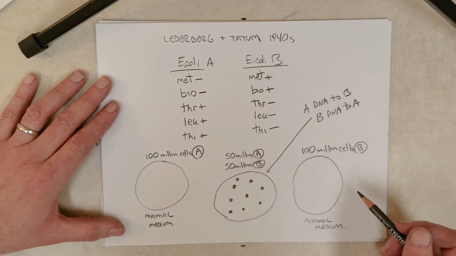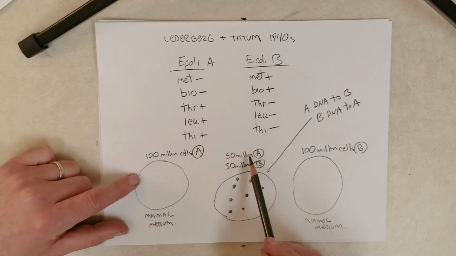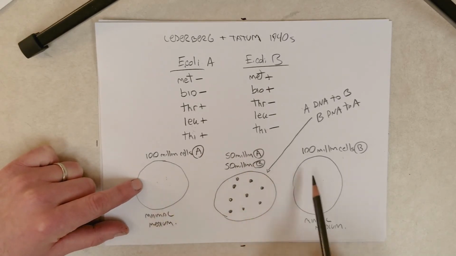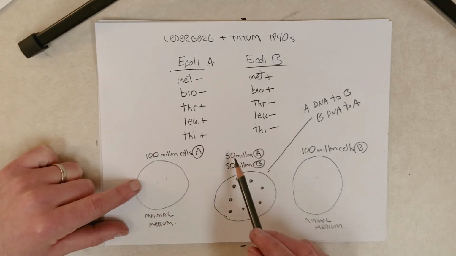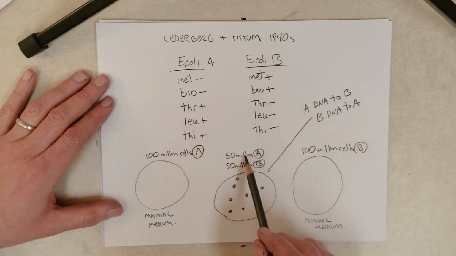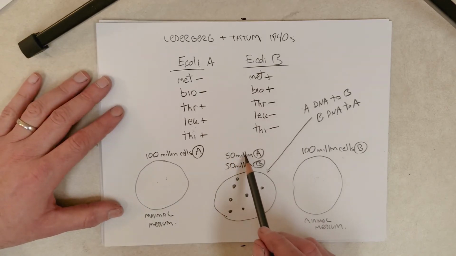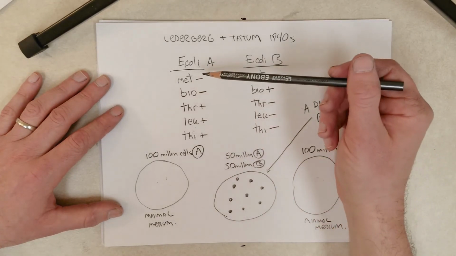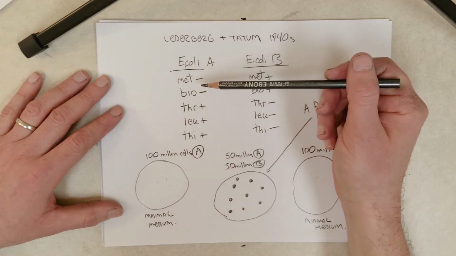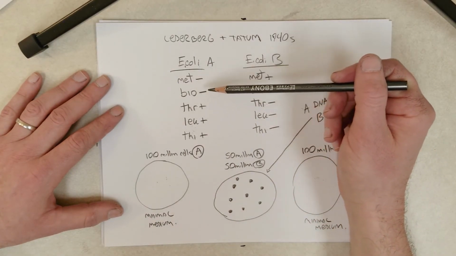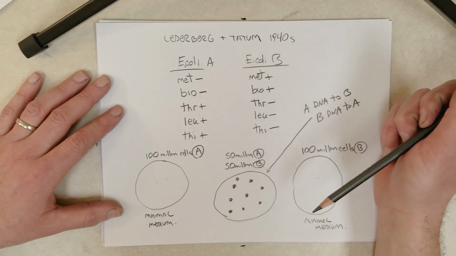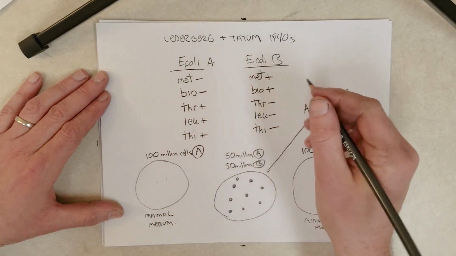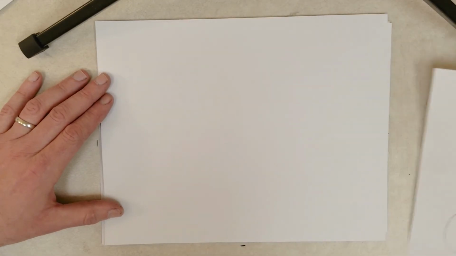Another possibility, which is discounted by these results on the left and the right here, is that there are some reversion mutations or back mutations converting methionine minus to methionine plus and bio minus to biotin plus in strain A. So what does that mean? Let's call this a back mutation.